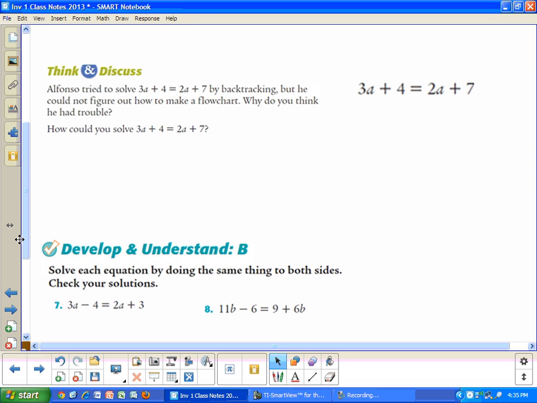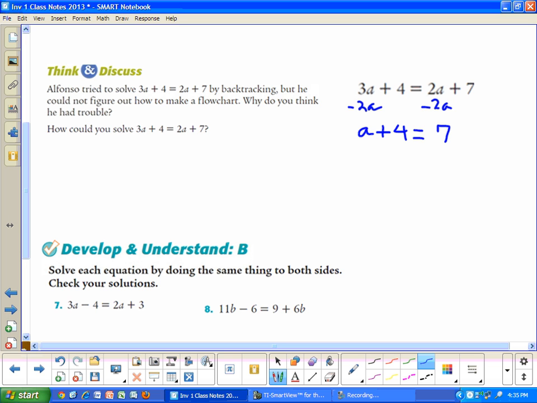So in order to get to the point where you can backtrack, you have to somehow create an equation that only has one variable. And the best way to do that here would be doing the same thing to both sides. And if you think about that, let's say I subtracted 2a from both sides. Then on this side I would have a plus 4, and on the other side I would have 0 plus 7, which is just 7. And now I have a in one place, I can just backtrack, and I would just do 7 minus 4, which is 3. You can also do the same thing to both sides, finishing that process, and get the result that way also, a equals 3.